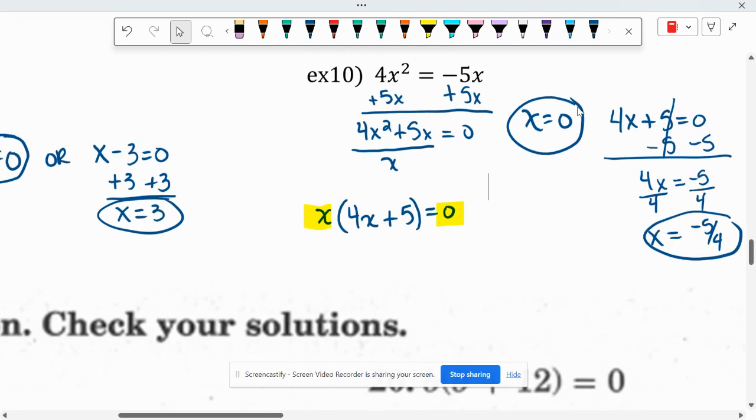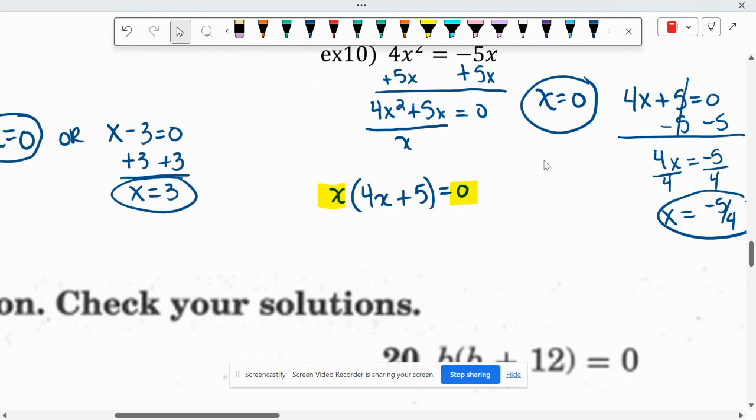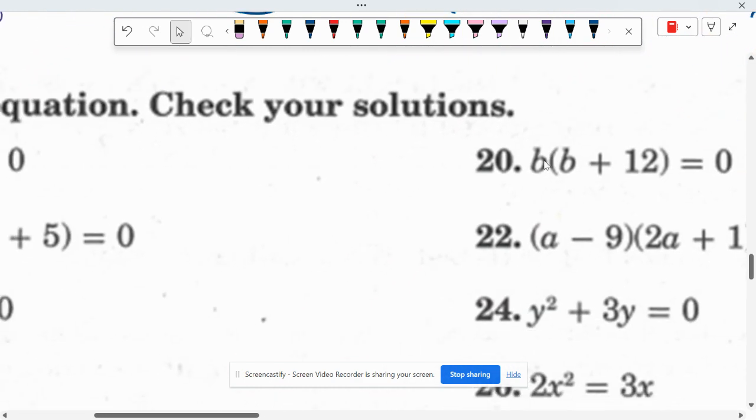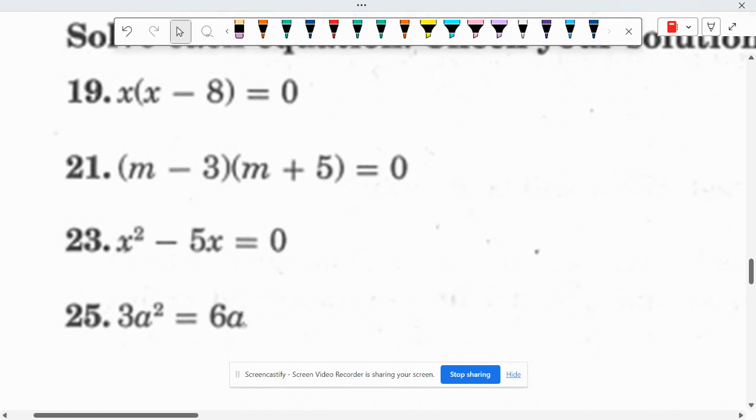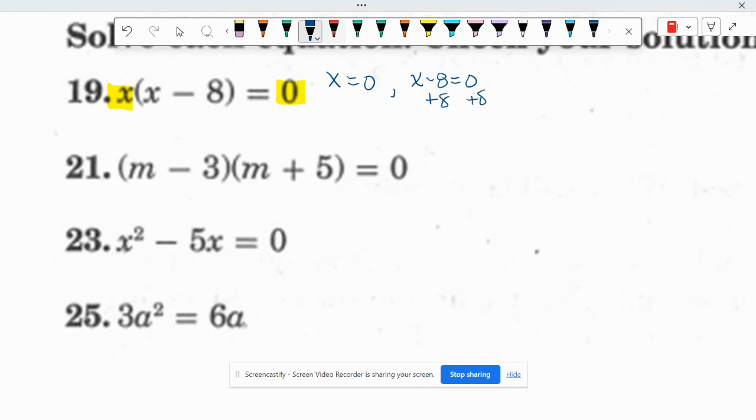Okay, so let's jump down at the bottom. It says solve and check. So number 19. Either x equals 0, that's one of my solutions, or x minus 8 equals 0. If x minus 8 equals 0, what do I do to both sides to solve for x? So that means x equals 8. These are the two solutions. How do I check that?